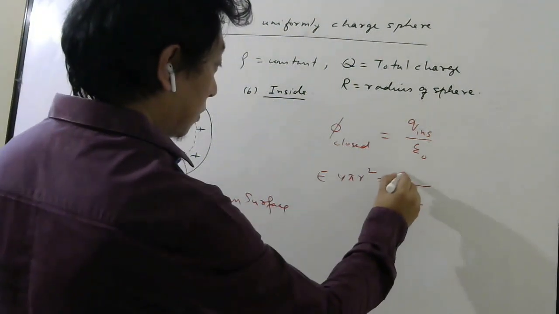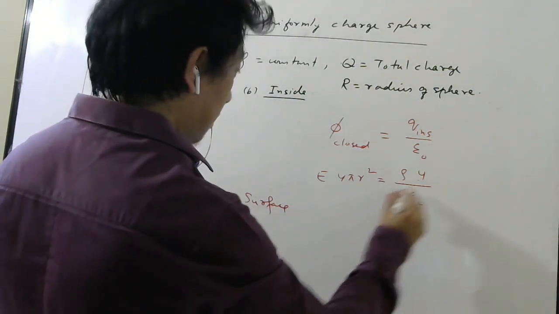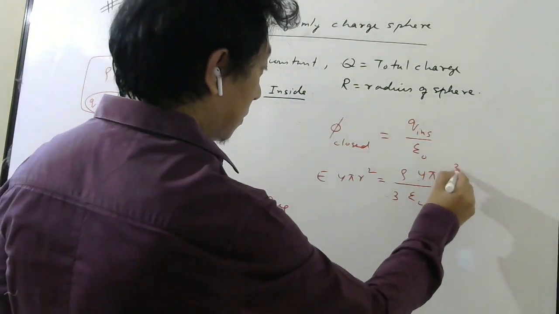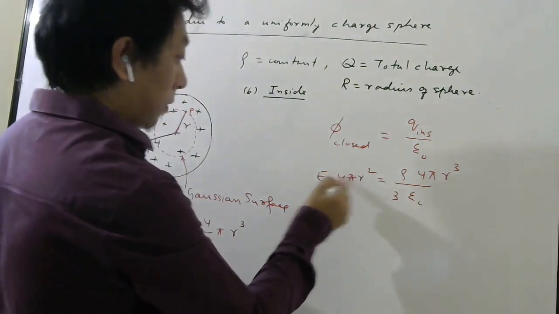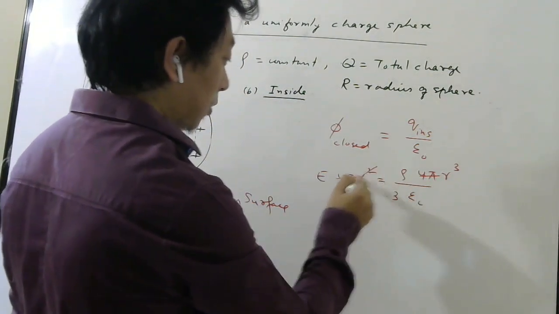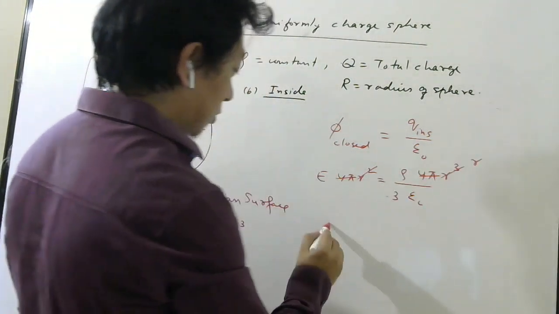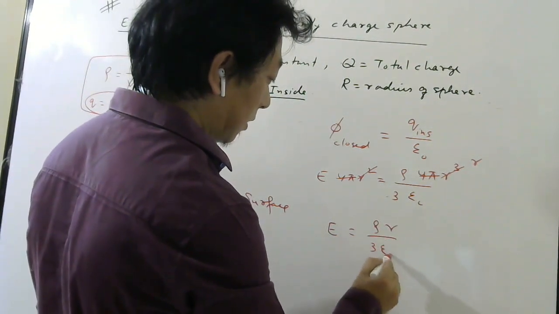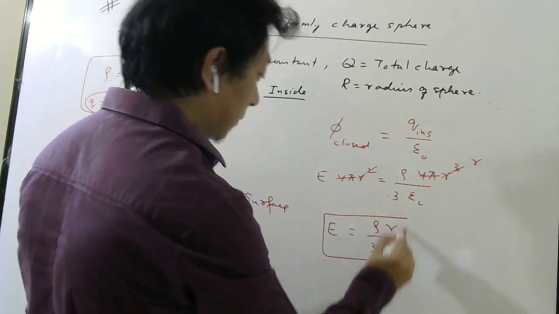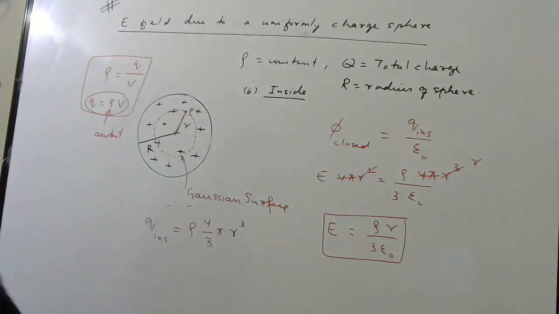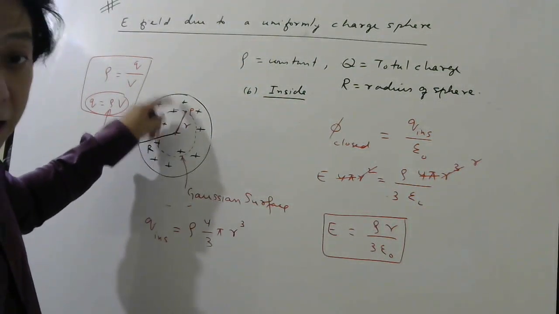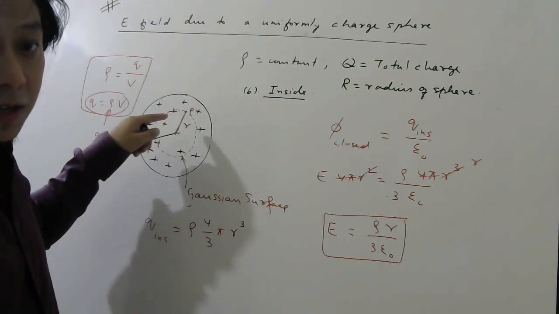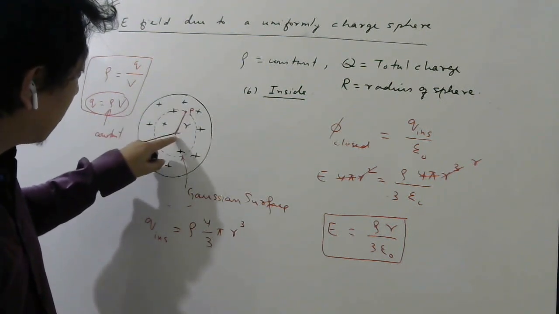So what will I get? Rho times 4 by 3 pi r cube. So 4 pi will cancel, and R square and r cube will cancel. So electric field will be rho r by 3 epsilon naught. Okay, so this is the formula for electric field at a point inside the sphere, which is at a distance small r from the center.